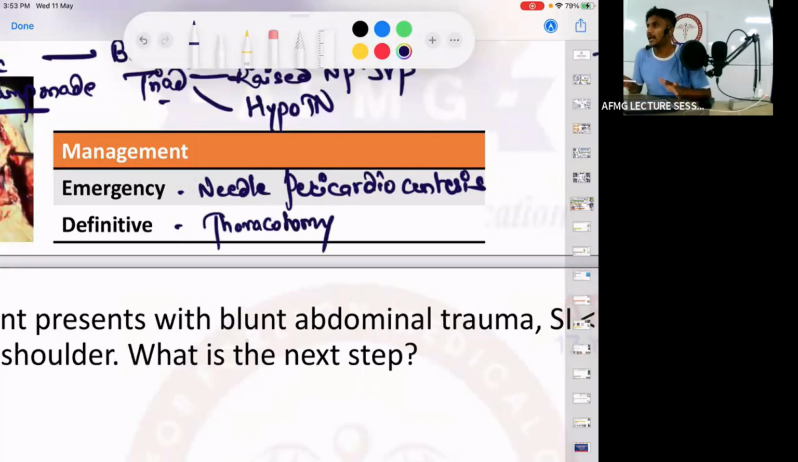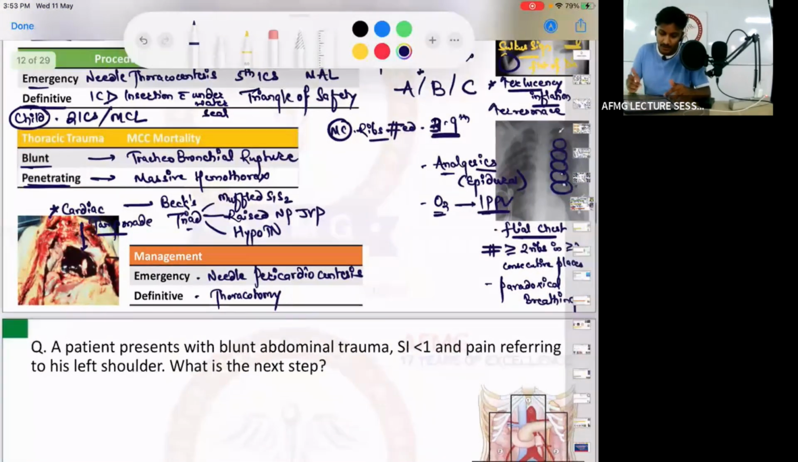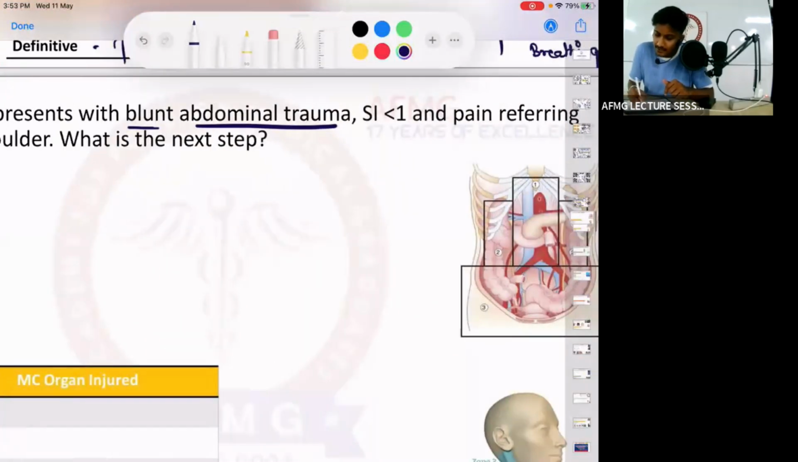We will open up the thorax. ठीक है? So emergency management of cardiac tamponade. Definitive management of cardiac tamponade. Thoracotomy. No issues with this. चलो आगे चलते. A patient presents with blunt abdominal trauma. आ गए इस पे. Shock index is less than 1.